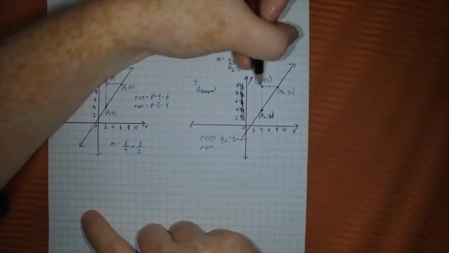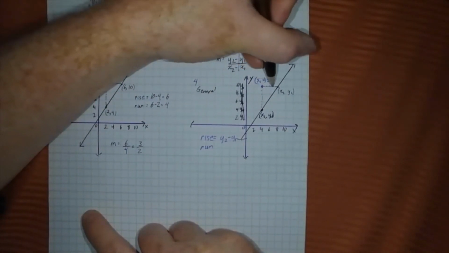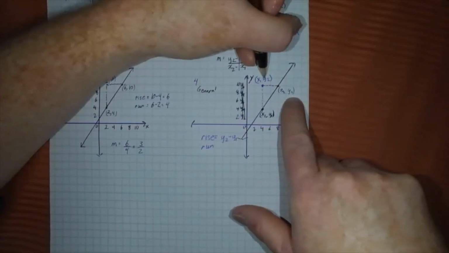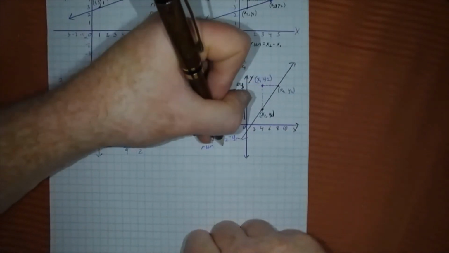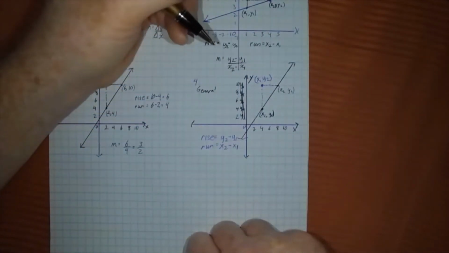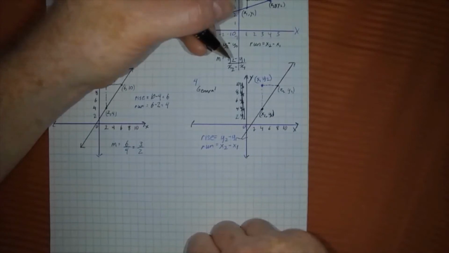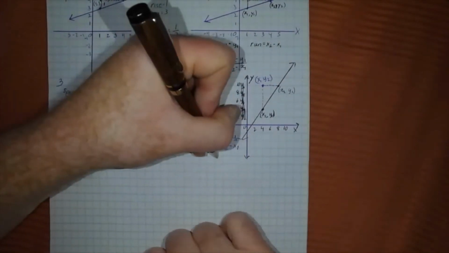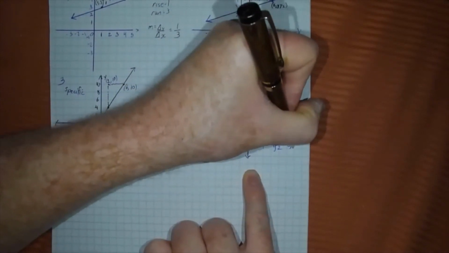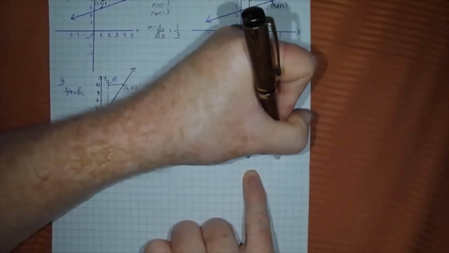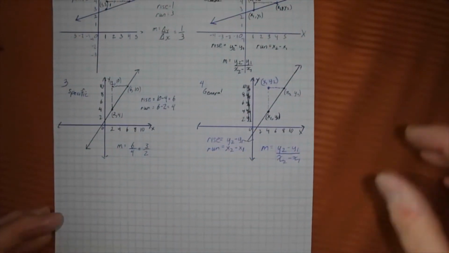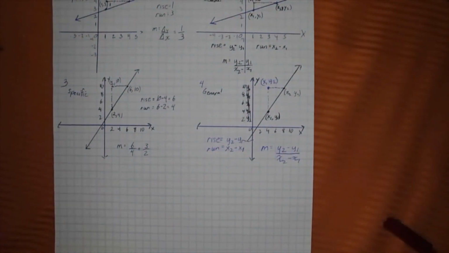Now my run, I'm going across. I'm starting at x1, I'm going all the way over here to x2. My y stays the same, y2, y2. My x changes, x2 minus x1. I don't have actual values, I just have my equation m equals y2 minus y1 over x2 minus x1. General equation for the slope of a line.